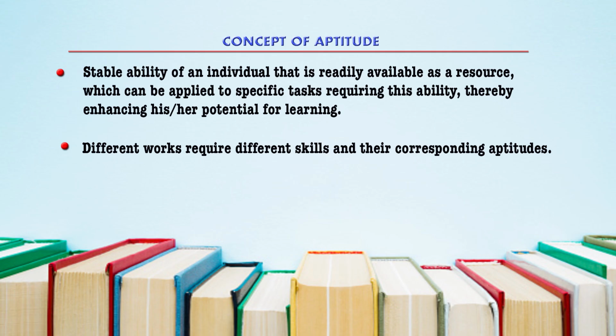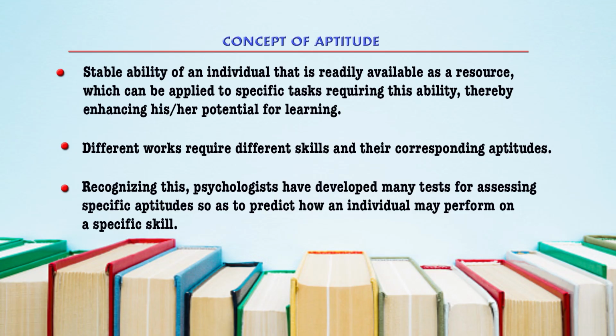If a person has aptitude in a particular area, he or she will try to acquire these skills, and automatically a type of interest, a type of willpower will develop within the child, within the learner, and he or she will spontaneously start to do the work, acquire the skill, then accordingly develop understanding. And further, we can also say that recognizing this aptitude, psychologists have developed many tests for assessing specific aptitude so as to predict how an individual may perform on a specific skill.